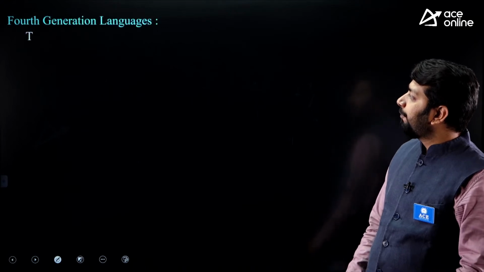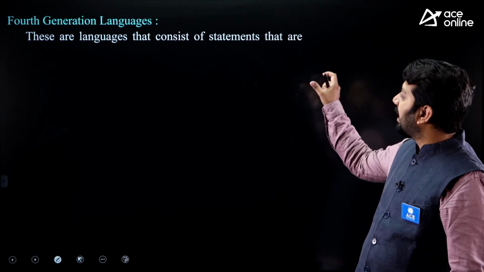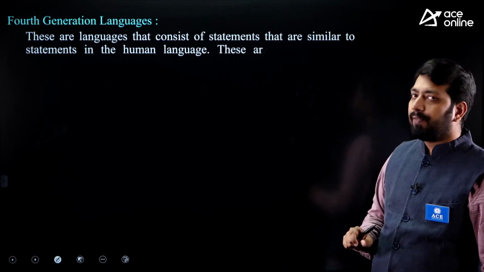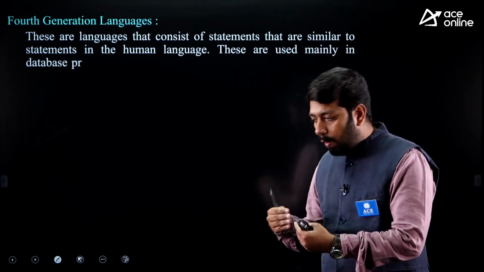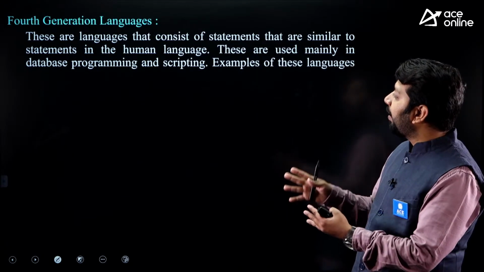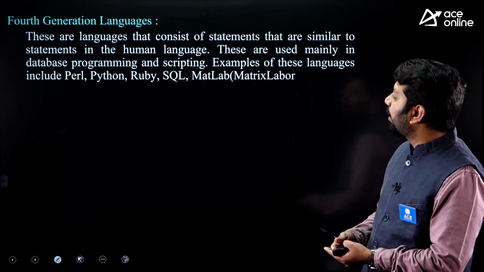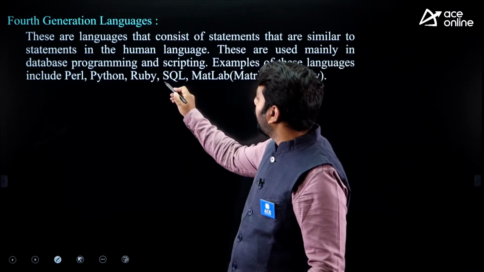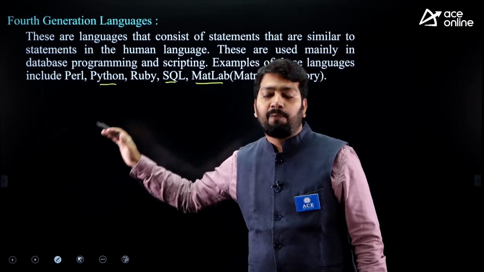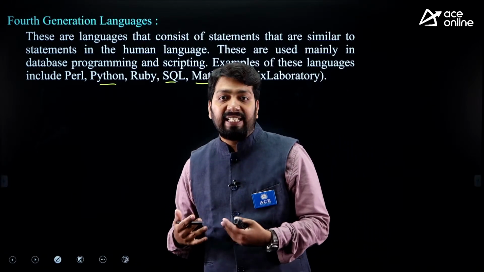Next is fourth generation language. These are languages that consist of statements that are similar to statements in the human language. Earlier also it was more or less like human language, but here we are making it easier. For example, SQL is one of the examples. SQL, MATLAB and Python. Sometimes Python comes into the fourth generation, sometimes into the fifth generation, because it is evolving very fast.